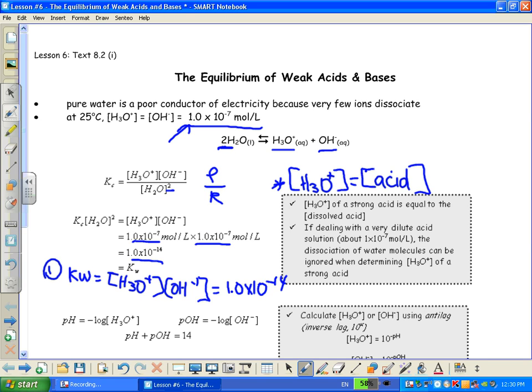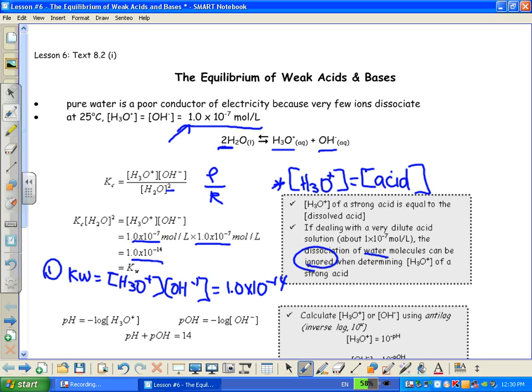If you're dealing with a very dilute acid, so the solution maybe is about 1.0 times 10 to the negative 7 moles per liter, the dissociation of water molecules can actually be ignored when determining the concentration of hydronium ions of a strong acid. So, dissociation of water can be ignored. It might not make a little bit of sense right now, but we're going to actually go back into quadratics again, like we learned in 7.3.